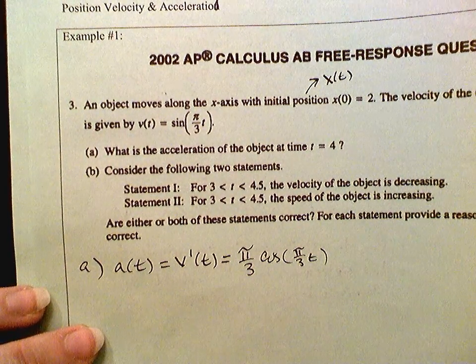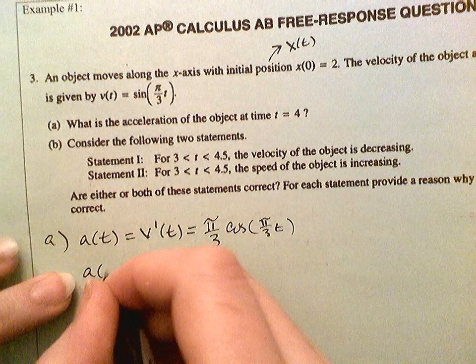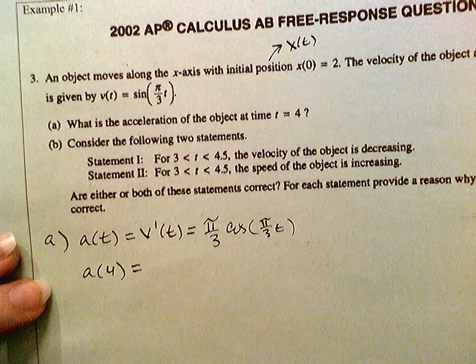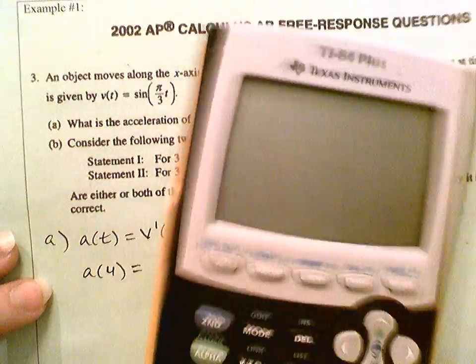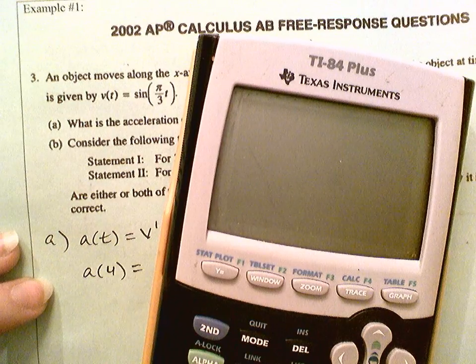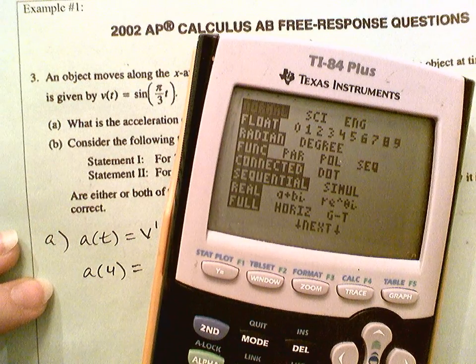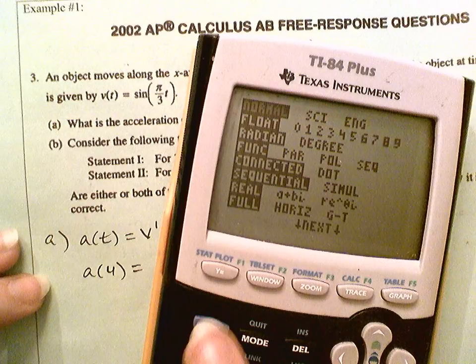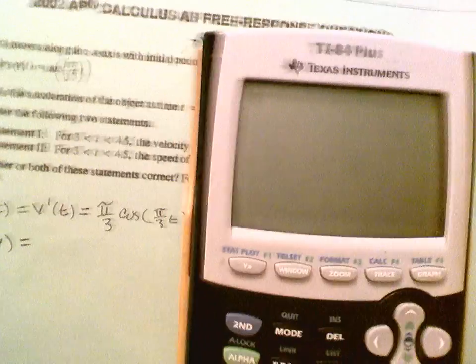They want to know the acceleration of the object at time t equals 4. So I'll just go acceleration at 4. And then you want to make sure that you're in radians. So always be in radians in AP Calc. And I'm in radians already. And I'll just go pi over 3.